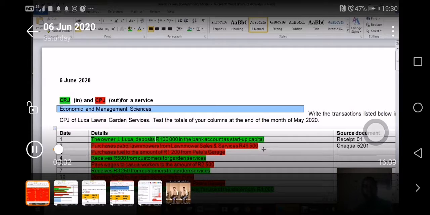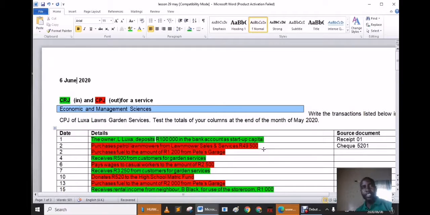A very good day. In today's lesson, we want to trace the transactions that are going to be recorded in the cash receipts journal and the cash payments journal.